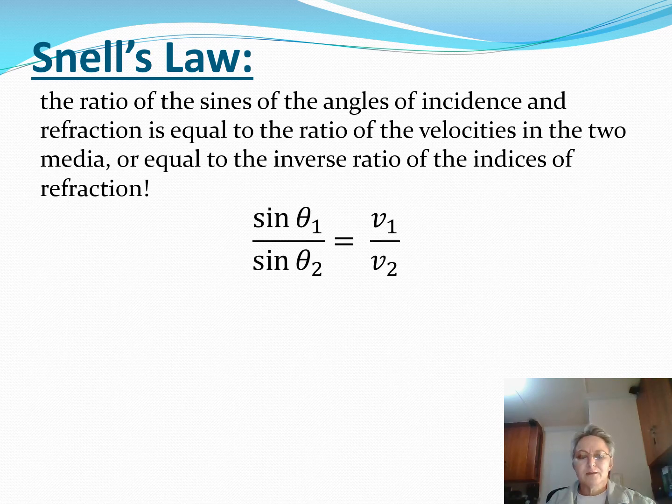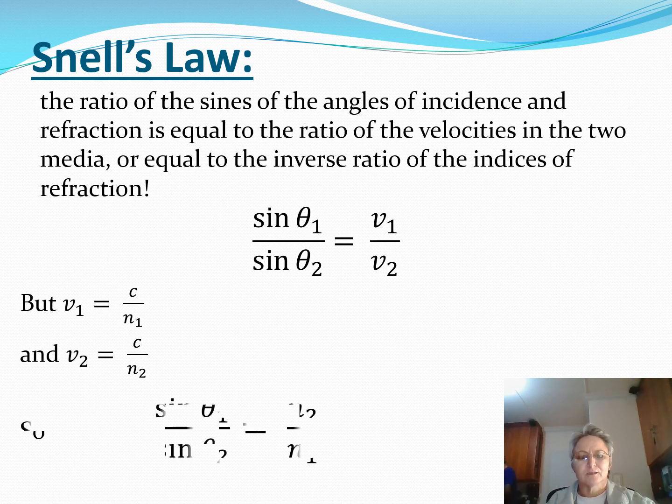So in maths, sine theta 1 over sine theta 2 equals V1 over V2. Four things brought into a ratio. But V1 is actually c over N1. So I can write that into that equation and get the following. Let me do that step by step for you.